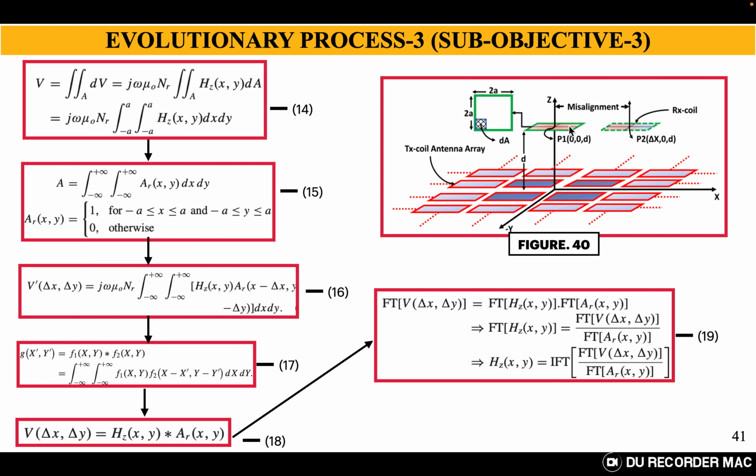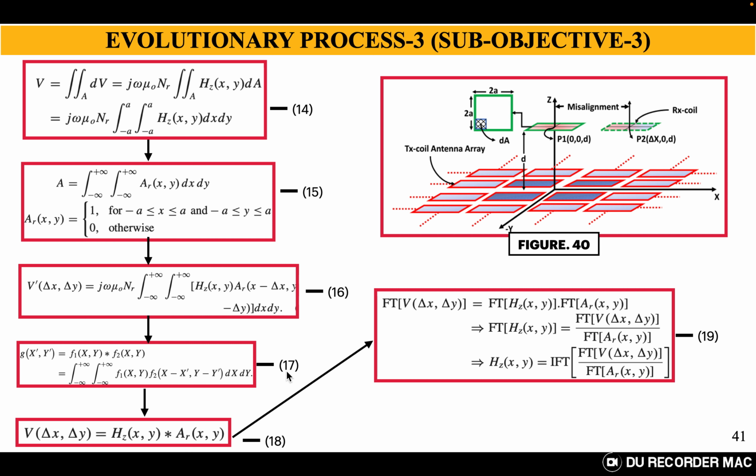That means this is misaligned along the x direction, along the x axis, by delta x units. Similarly, it can also be misaligned by delta y. It can also misalign in both delta x and delta y, that is, diagonally. So this expression, equation 16, gives a generic misalignment-induced voltage of the receiver coil under the misalignment state.